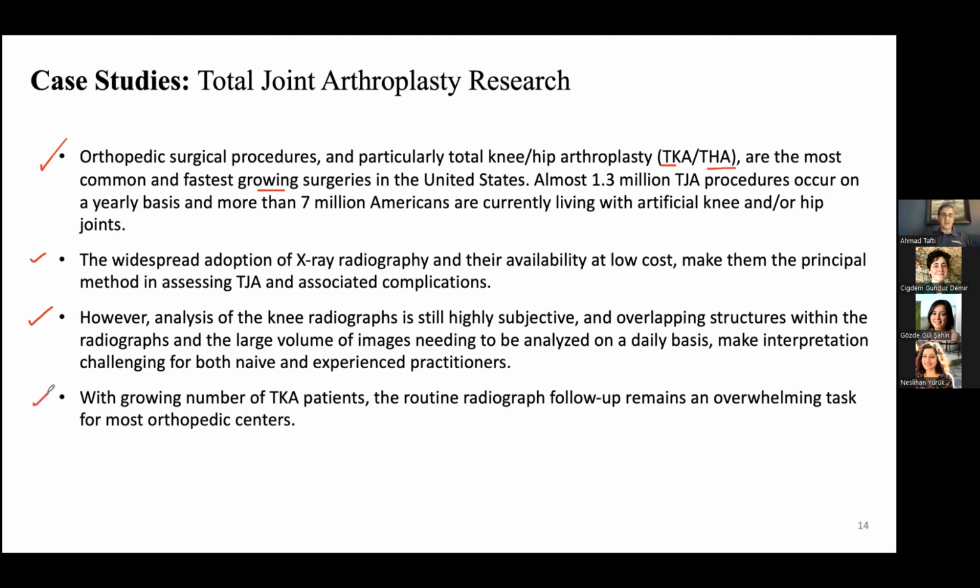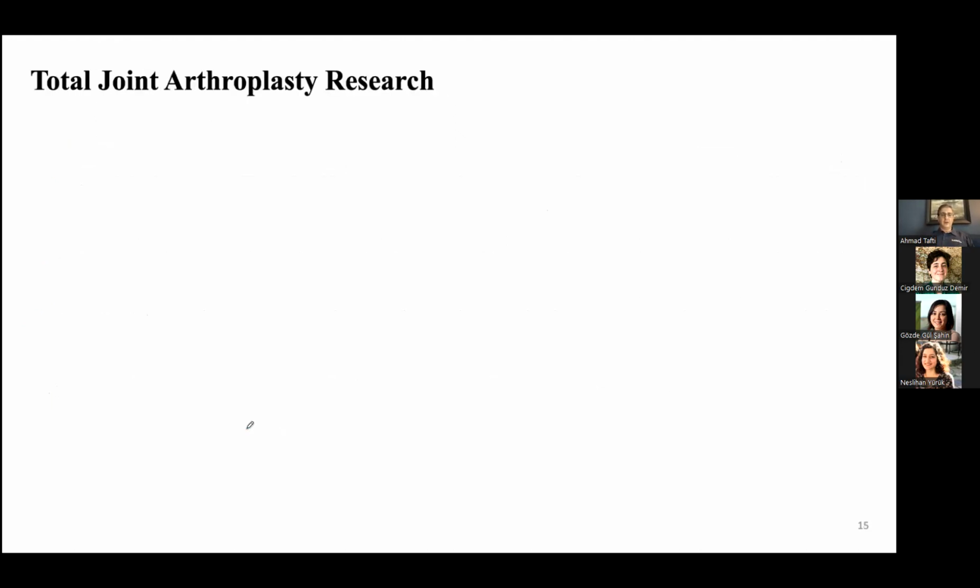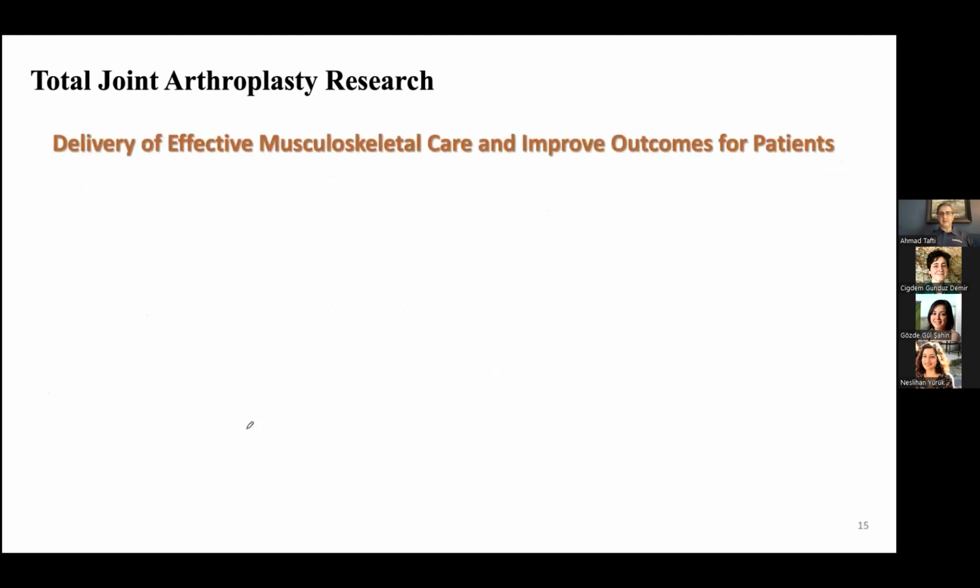And the last one is that with the growing number of total knee arthroplasty and total hip arthroplasty patients, at least in the United States, routine radiograph follow-up remains an overwhelming task for healthcare providers, for most orthopedic centers. So, let's look at the research activities.